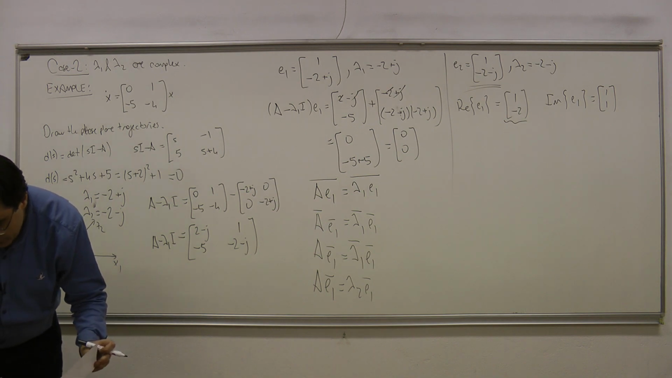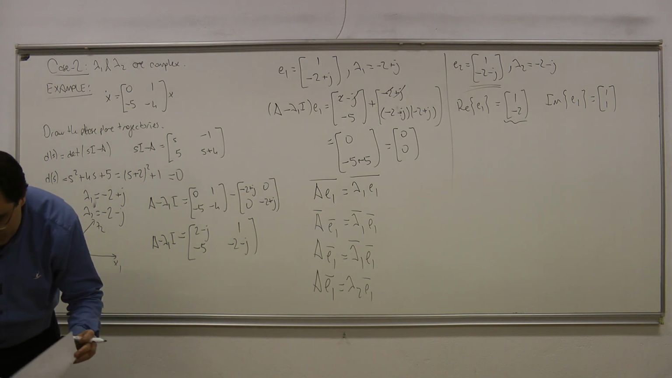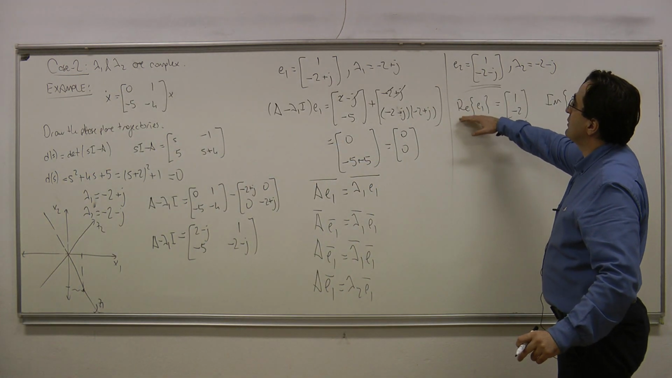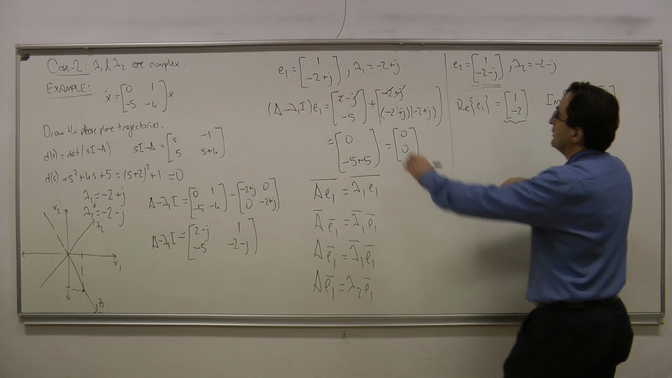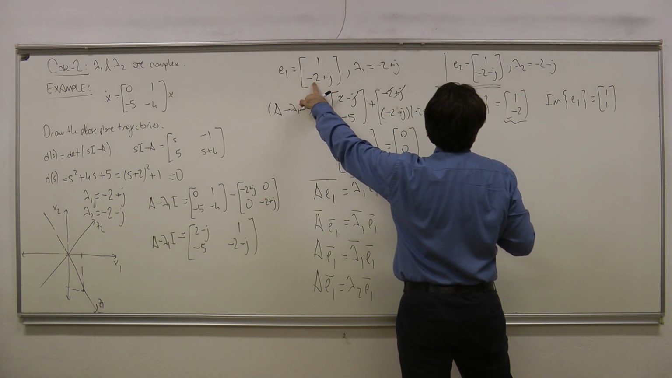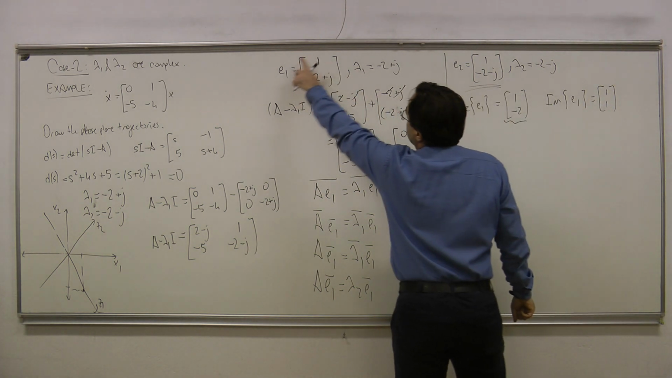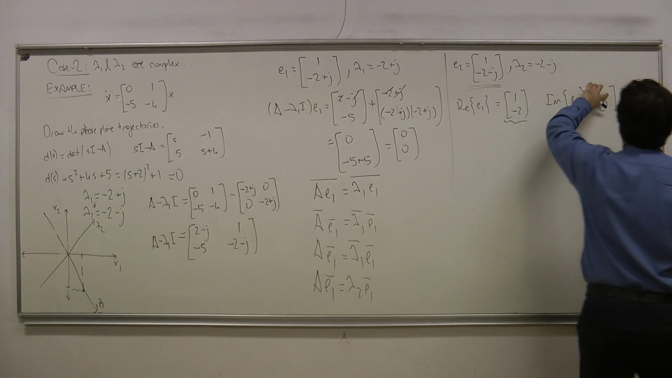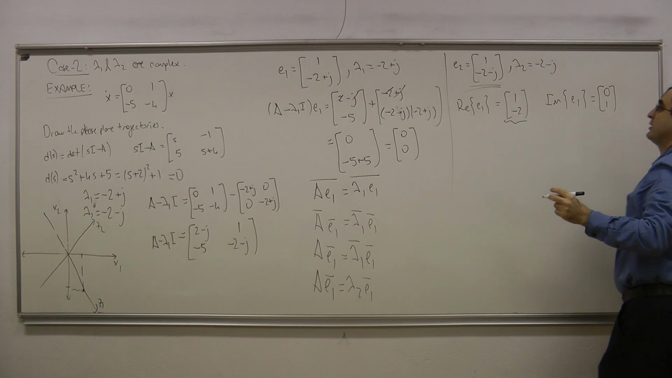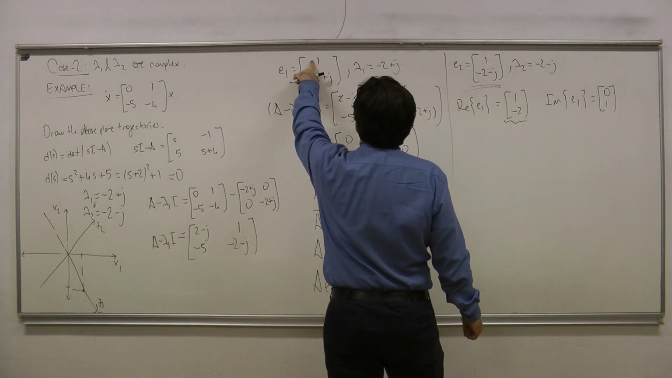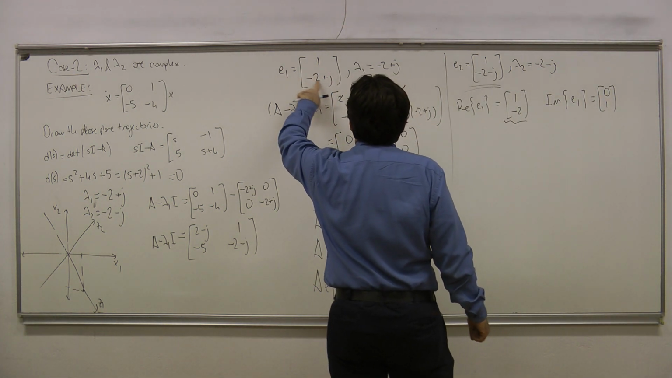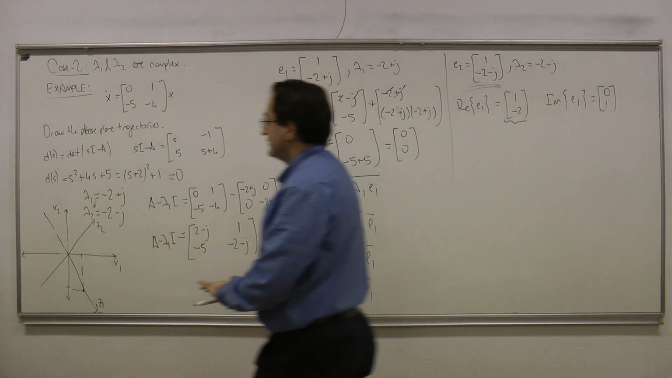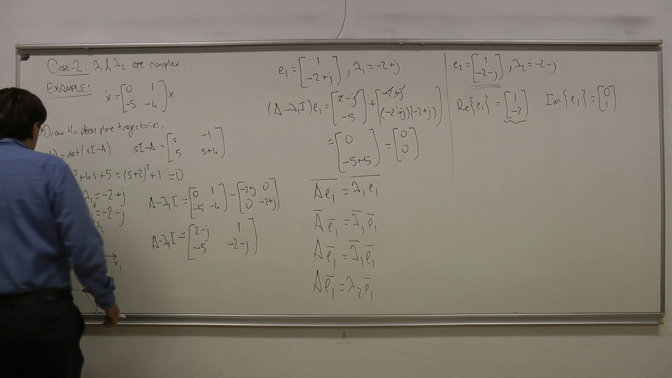So let me check my notes. I don't really remember. Yes, I know what mistake I made here. So I have calculated real of E1. It is 1 and -2. Imaginary of E1. Imaginary part of 1 is 0. So I'm making a big mistake here. Imaginary part of this thing is 0, and the imaginary part of this is 1. Okay? Now everything started to make sense.